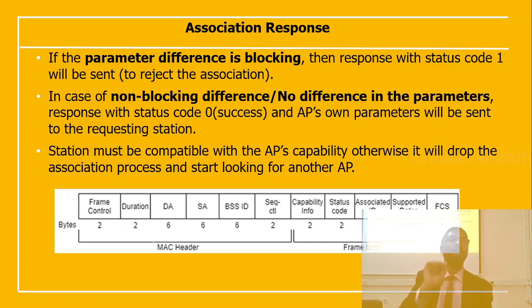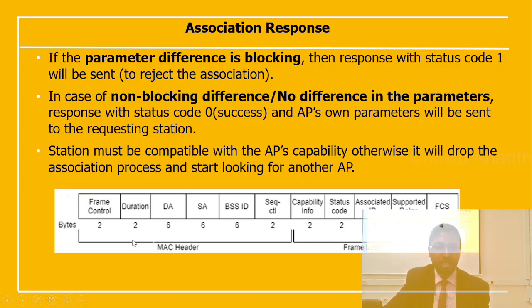In the case of a non-blocking difference, or no difference in the parameters, a response with status code 0, which means success, is sent along with the association ID to the requesting station. The station must be compatible with the access point's capabilities, otherwise it will drop the association process and start looking for another access point.